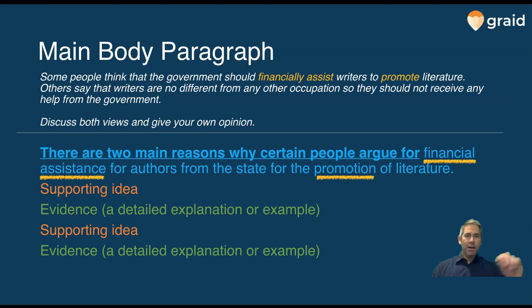Now, I've underlined that because I believe in any essay you could use this as a nice topic sentence, where you can substitute the rest of the sentence, which is not underlined. So there are two main reasons why certain people argue for. Then on a different essay, you can complete that with the topic at hand. In this case, there are two main reasons why certain people argue for financial assistance for authors from the state for the promotion of literature.